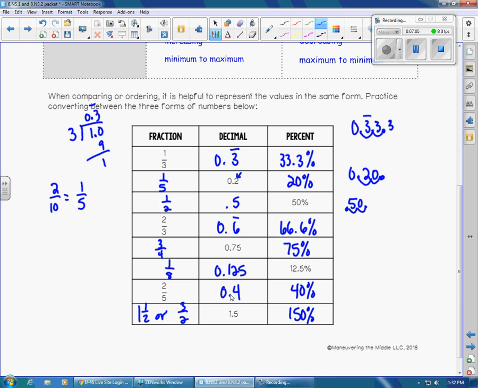2/5 is 0.4, 40%. 1.5, you remember you're hopping your decimal, so it's not going to be 15%, it would be 150%. Looking at that as a fraction, it would be 1.5 or 3/2. Either one I would take as being correct. It depends on what you're comparing, whether you'd want it as a 1.5 or a 3/2. So let's go ahead and move on to the next page.